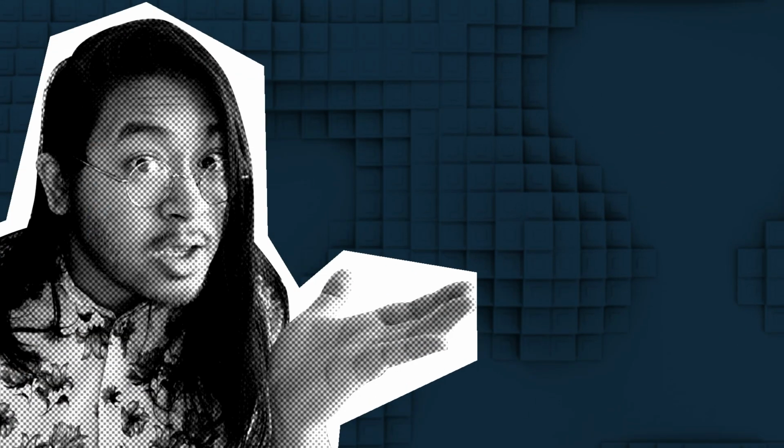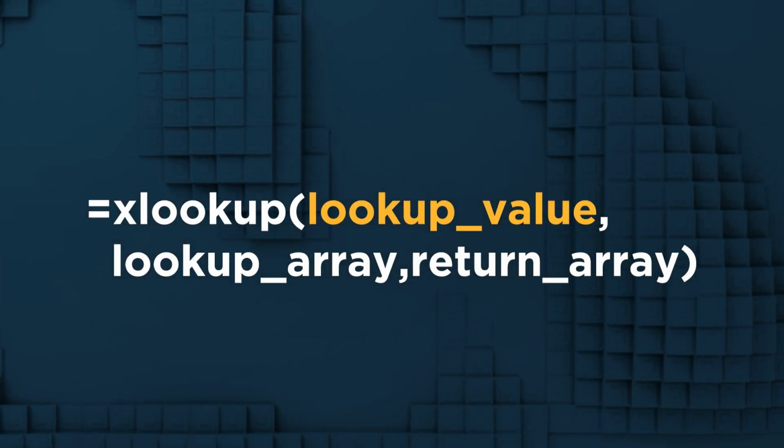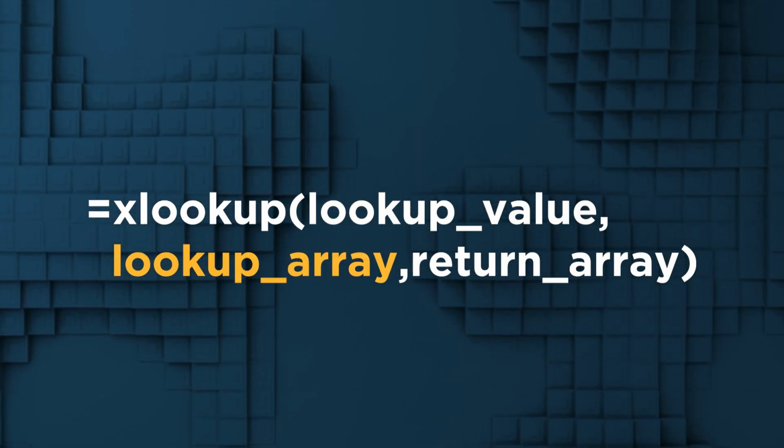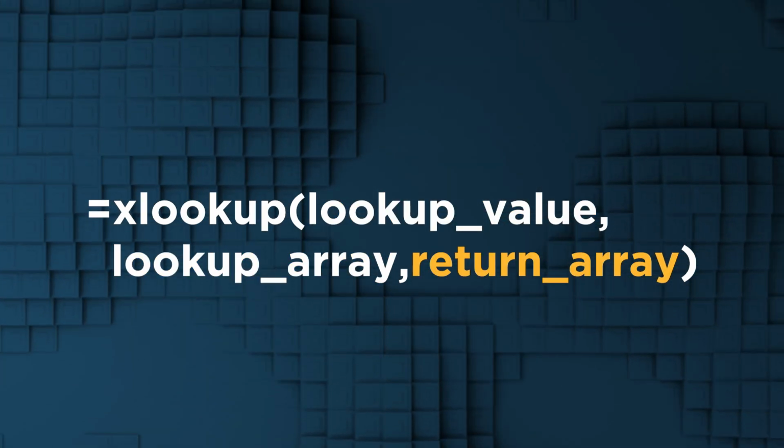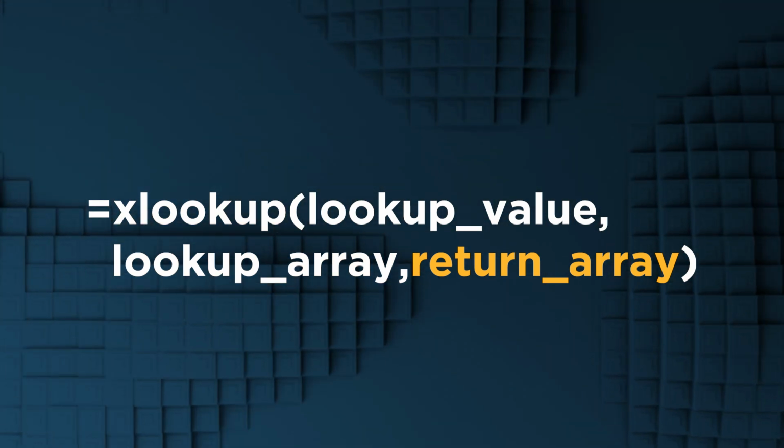It looks like this. The lookup value is what you're looking for, the lookup array is where you're looking, and the return array is what you want the system to spit back out.